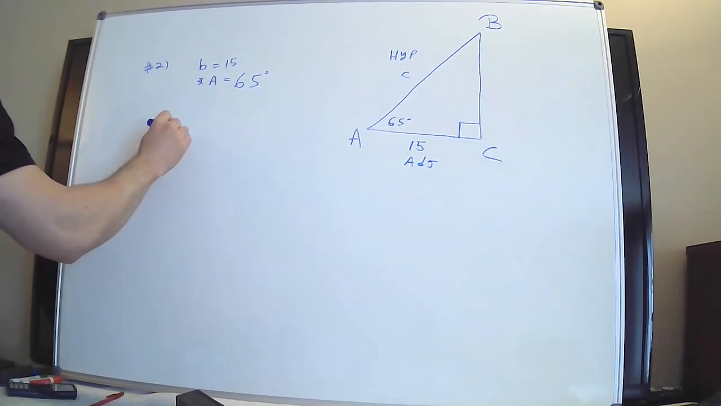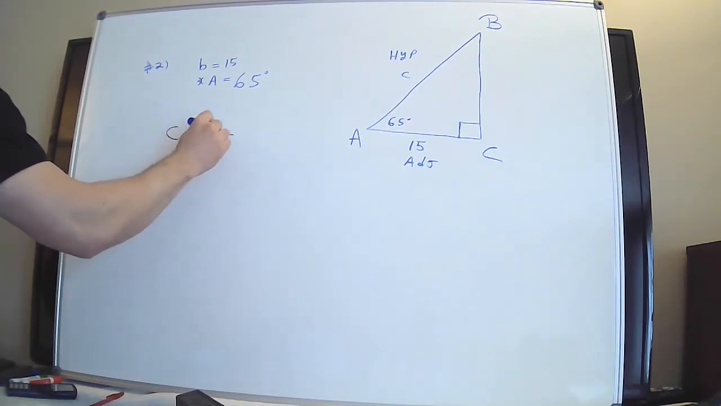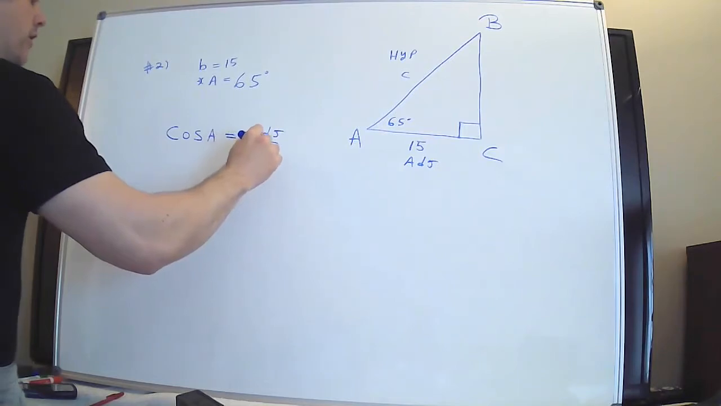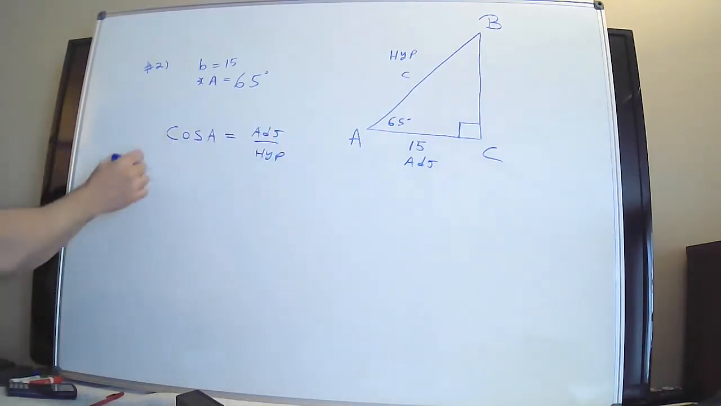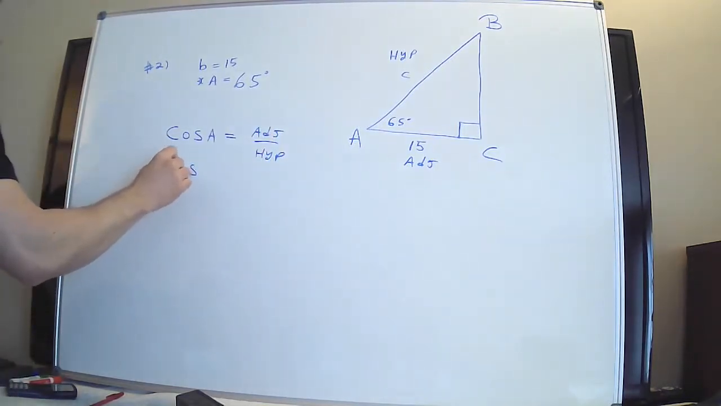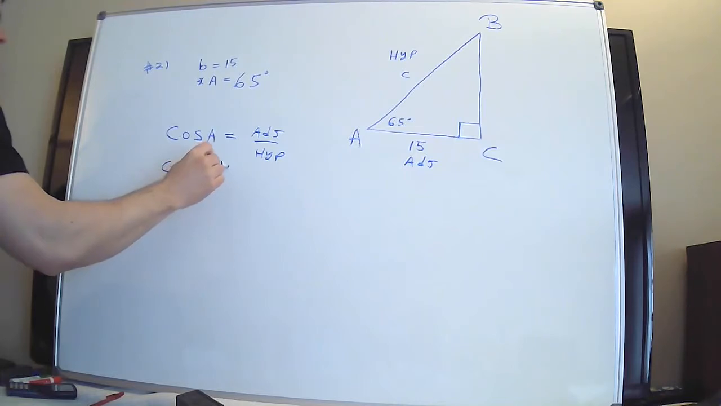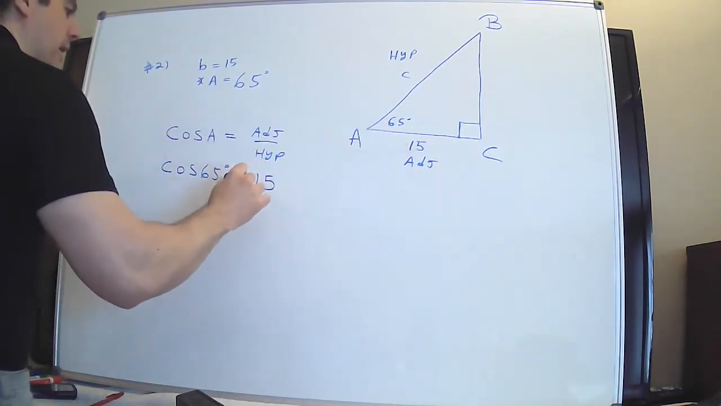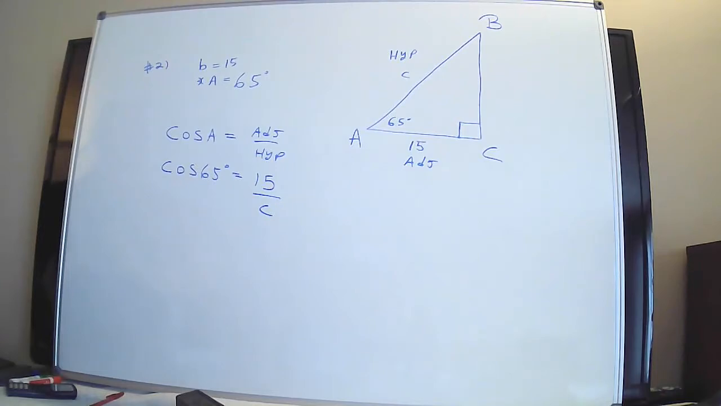So make your generic equation first, that the cosine of angle A is the adjacent side over the hypotenuse. You write that first. Then you fill in what you know. I know that angle A is 65. I know the adjacent side is 15. They gave it to me. The hypotenuse is what I don't know. I am missing this side. So now this is where you do the true crisscross.